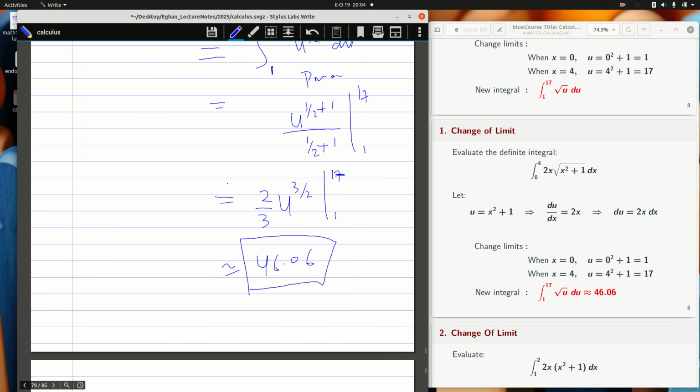Okay, so that's going to be 2 on 3, 17 to the power 3 on 2 minus 1 to the power 3 on 2. 1 to the power 3 on 2 is simply still 1. And so you check the others. And that's it. Let's take a second example.